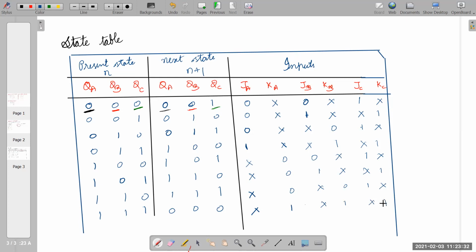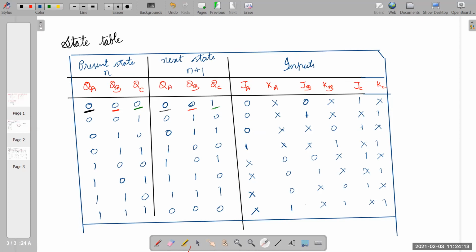Okay, yes. So we have filled the table. The state table is done. Now the important thing is we have to construct the K map. We have to find the expression for JA separately, KA separately, JB separately, KB separately, JC separately, KC separately, using present state as inputs. So with this as inputs, we have to plot the K map, and we will be getting separate expressions for JA, KA, JB, KB, JC and KC. Right?